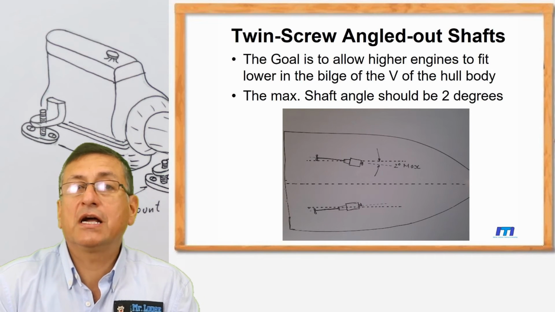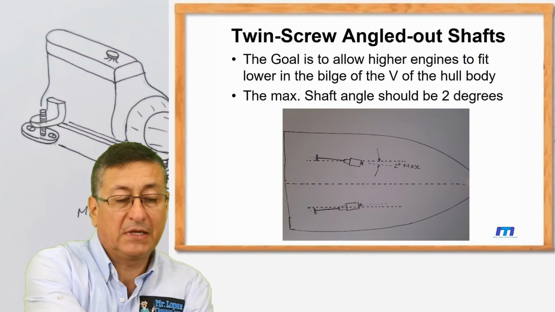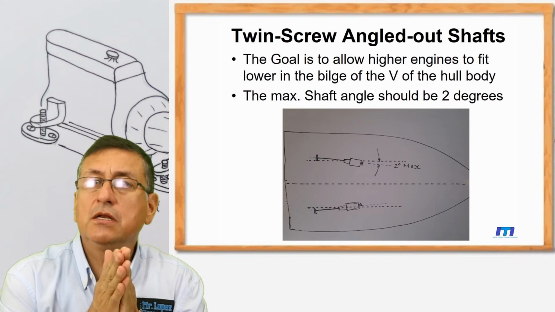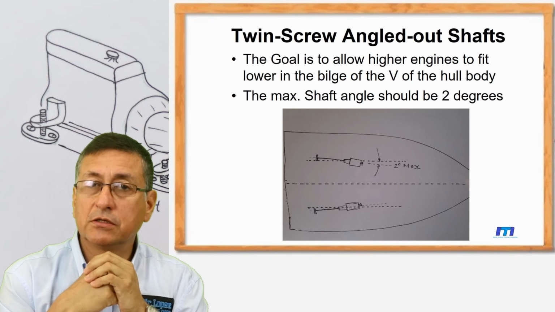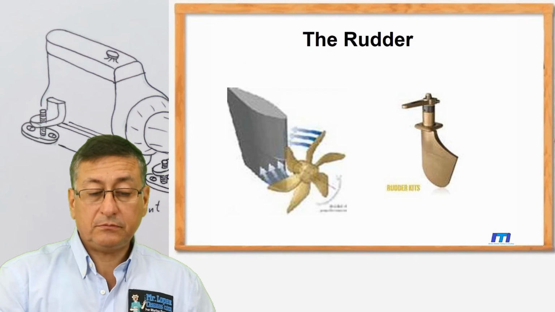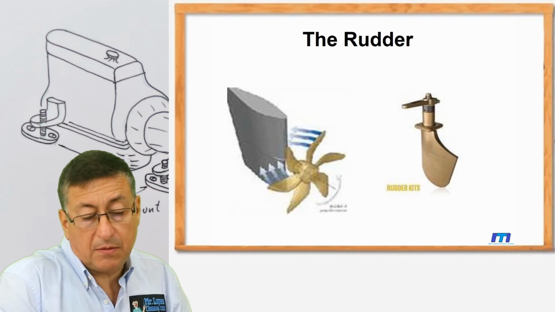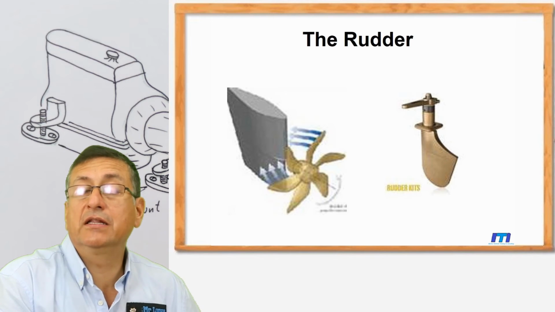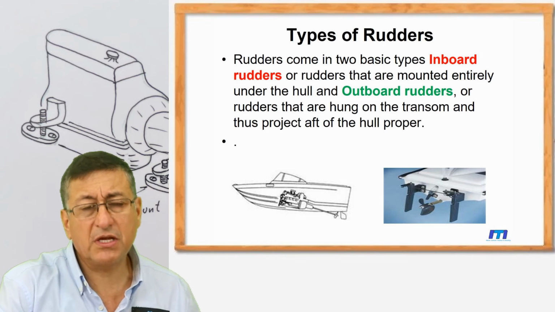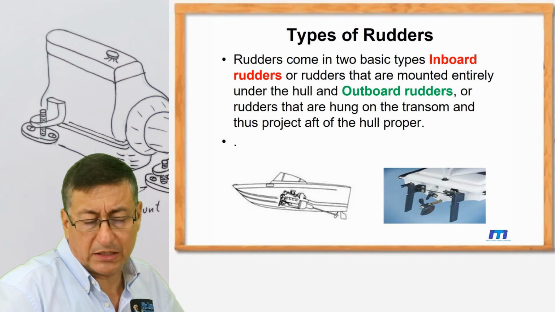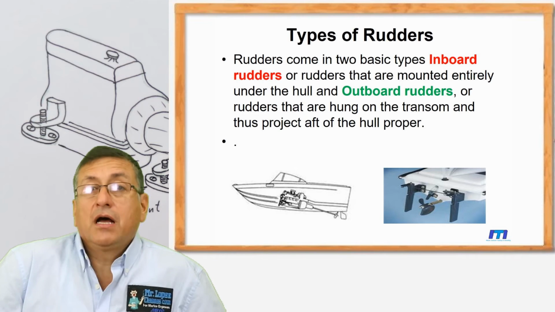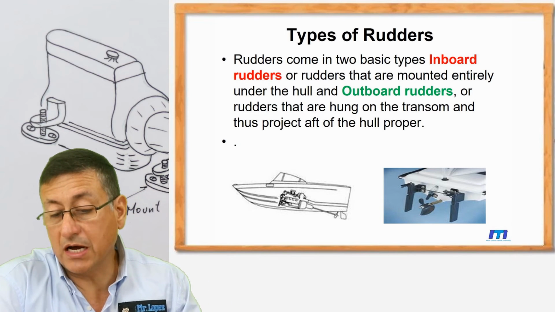Those are recommendations that are important at the moment that you install a single inboard engine or twin inboard engines. Okay, my friends, and now we are going to analyze the rudder. The rudder is an important element in the design of the propulsion system. The rudder comes in two basic types: inboard rudders and outboard rudders. Remember that the inboard are located under the hull and the outboards are located outside.